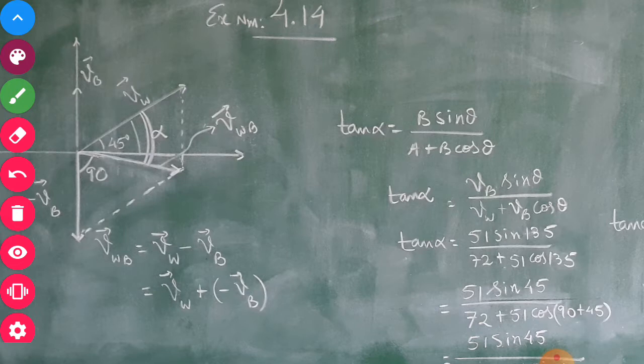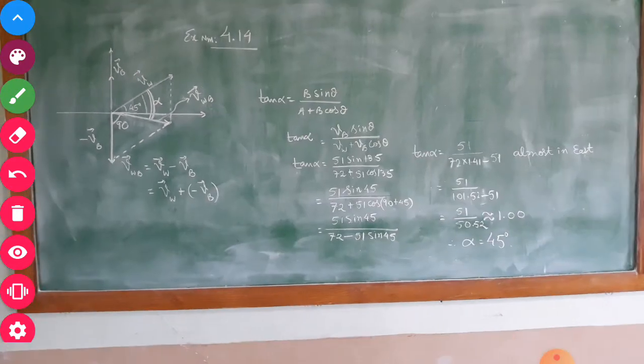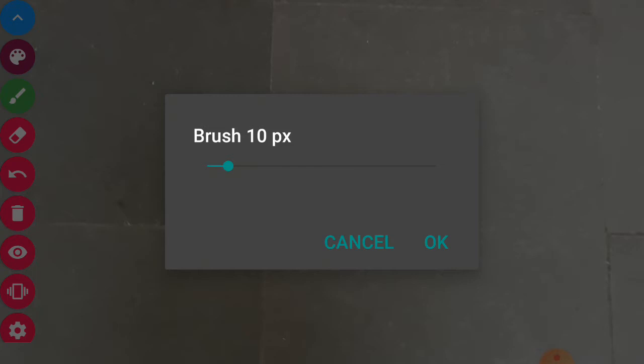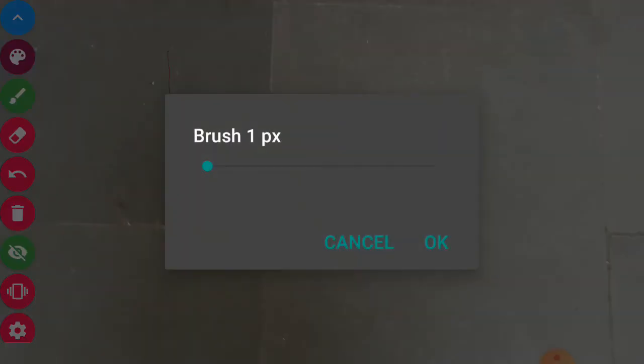Now see, first of all we consider that the velocity of wind is in the northeast direction. So when you want to show it in the northeast direction, say for example, we are drawing it in a different way. See, here we will draw it.